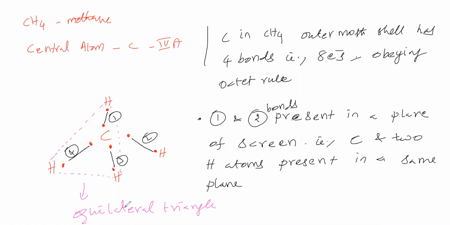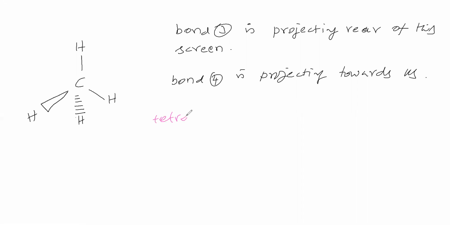Like this equilateral triangle, how many are possible? Do you know? 4 equilateral triangles are possible for this. Therefore, 4 means tetra. Equivalent faces, therefore hedron. So tetrahedron, otherwise tetrahedral shape. So what is the shape of methane? Tetrahedral.